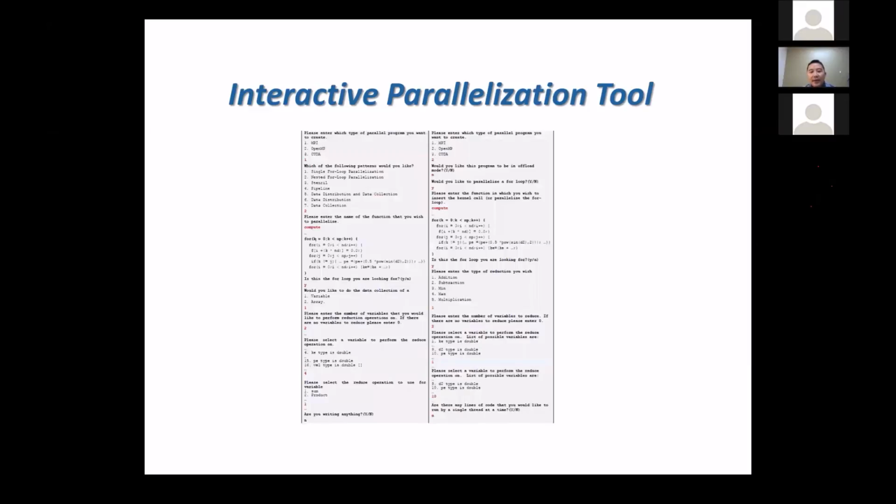And here are some quick snapshots of what the user-involved question steps look like. On the left-hand side, we have the MPI type of conversion and the type of questions you can expect if you want to convert your code into MPI format. And on the right-hand side, we have OpenMP examples of how you convert your code into OpenMP ready format.